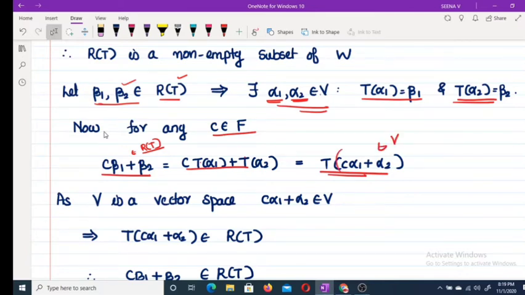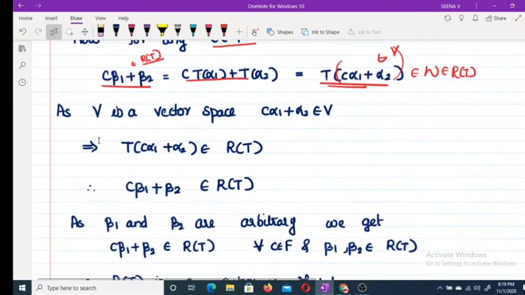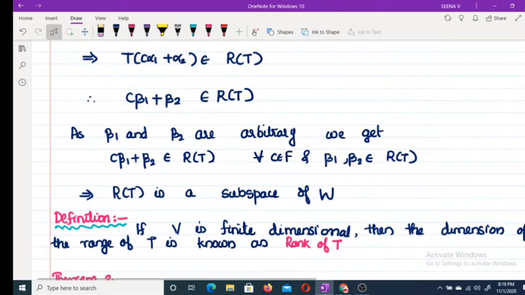Okay. T of some element in V clearly belongs to W, and T of some element that belongs to R of T. Okay. Therefore, T of C alpha 1 plus alpha 2 belongs to R of T. That implies C beta 1 plus beta 2 belongs to R of T. Thus, as beta 1 and beta 2 are arbitrary, we get R of T is a subspace of W.